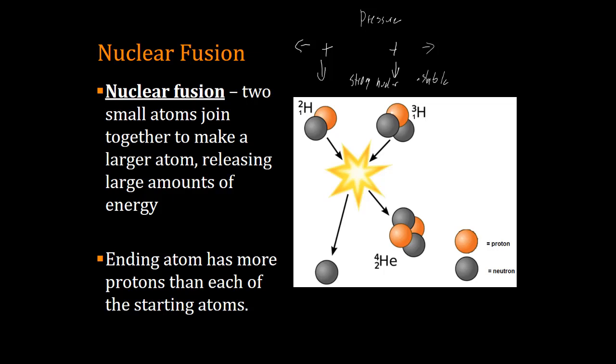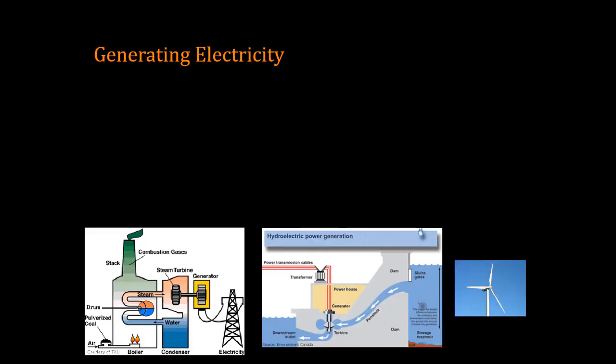So a little bit of mass is converted into energy, and we get out a bigger atom than we started with. We started with 2 hydrogen atoms, we end with 2 helium atoms. But again, the number of protons and the number of neutrons together stays the same.